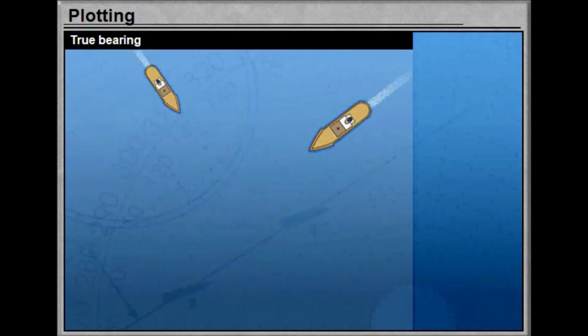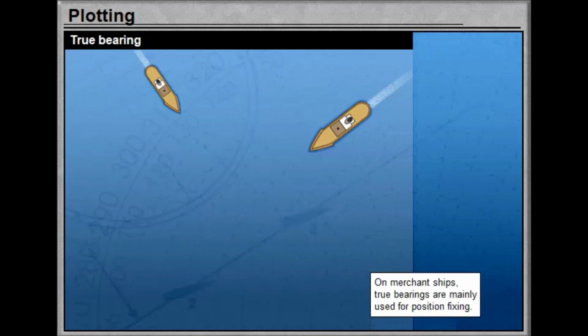A true bearing is a bearing taken with geographic north as reference. On merchant ships, true bearings are mainly used for position fixing.